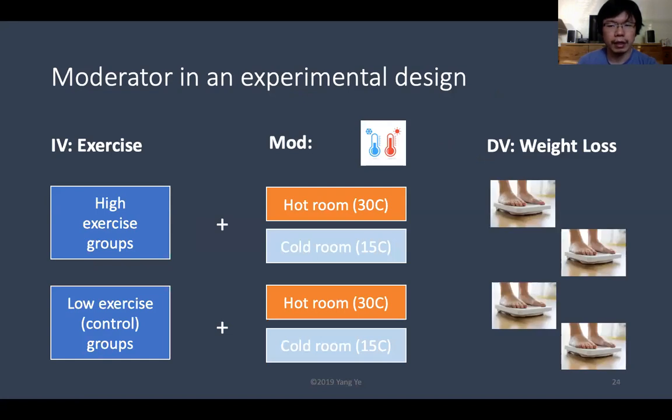And then we have weight loss measured in each of these four groups. Okay, so we have four groups instead of the two groups now.